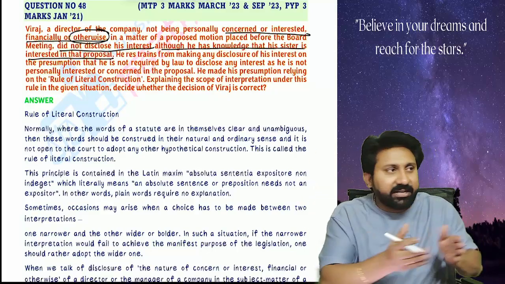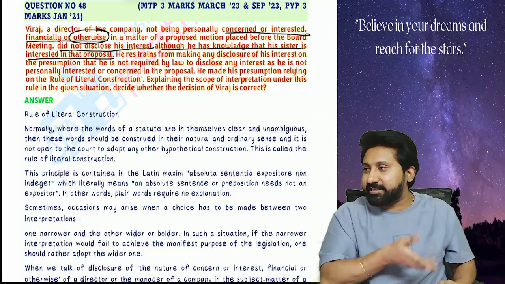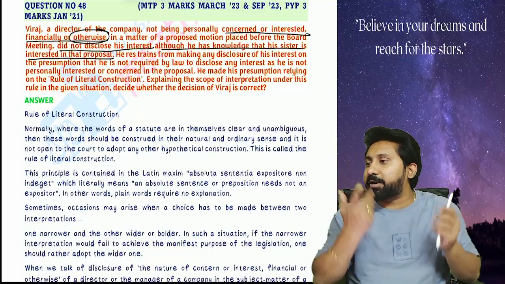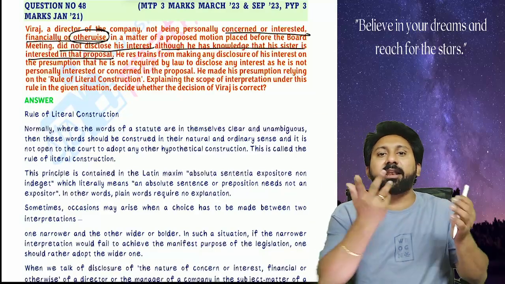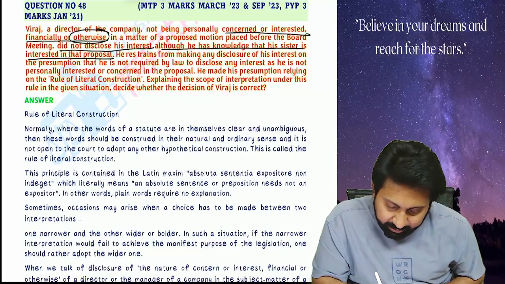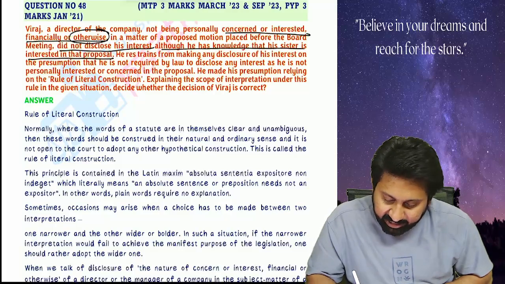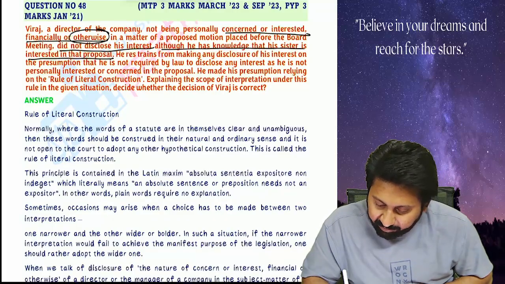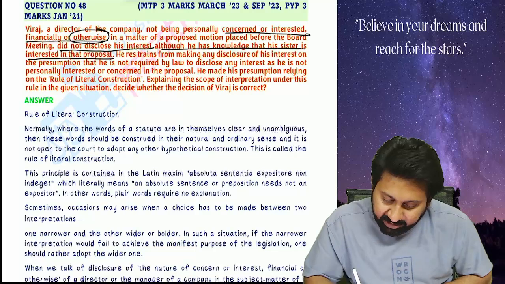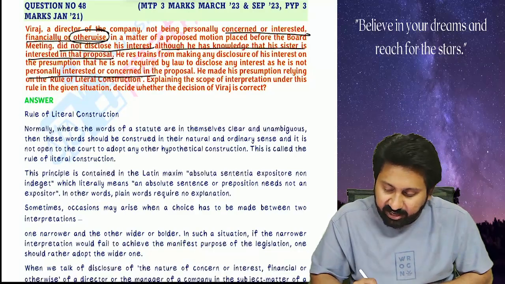He knew that his sister is entering into a transaction. He did not tell the company that she is his sister. The company entered into the transaction believing that she is a non-related party. Next, he did not disclose his interest, although he has knowledge that his sister is interested. He refrained from making any disclosure on the presumption that he is not required by law to disclose any interest, as he is not personally concerned or interested.